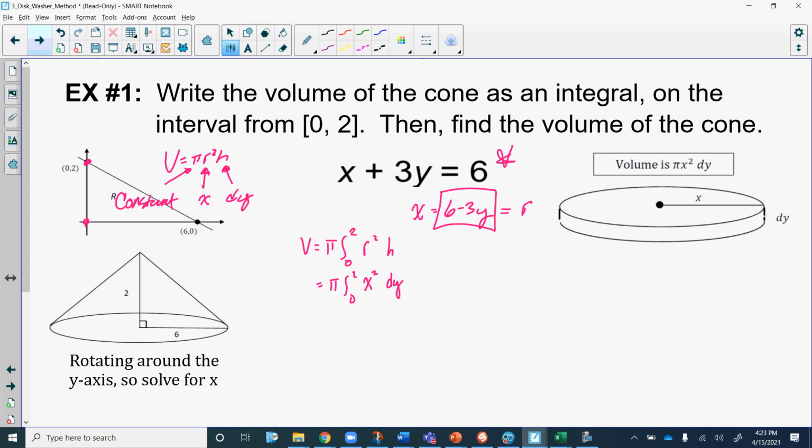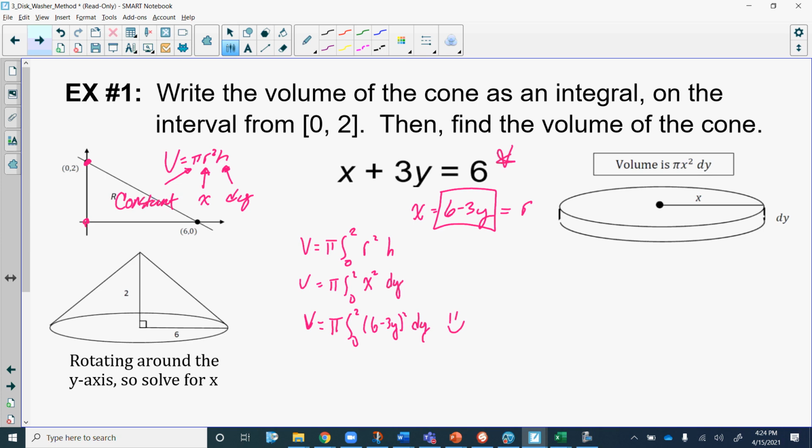And the final substitution that we can make here, and this is only for illustration purposes, this isn't something that I would expect students to show each and every substitution, here we're going to go 0 to 2. So now I'm going to take that 6 minus 3y, and I'm going to substitute that in for x. I'm going to put that in parentheses because we are squaring it. So 6 minus 3y, quantity squared, dy. So where it says write the volume of the cone as an integral from 0 to 2, that is what we just did.